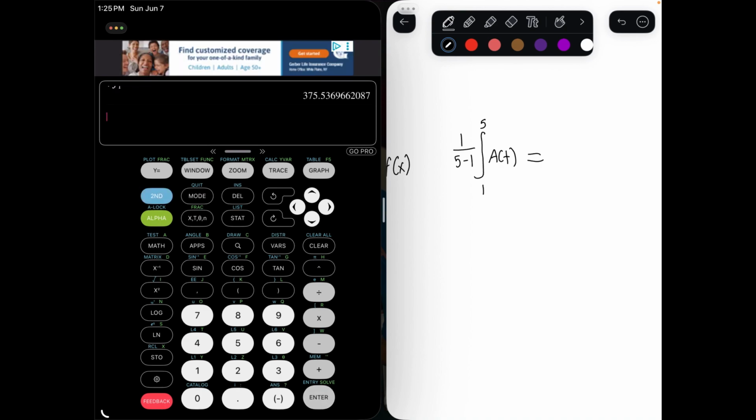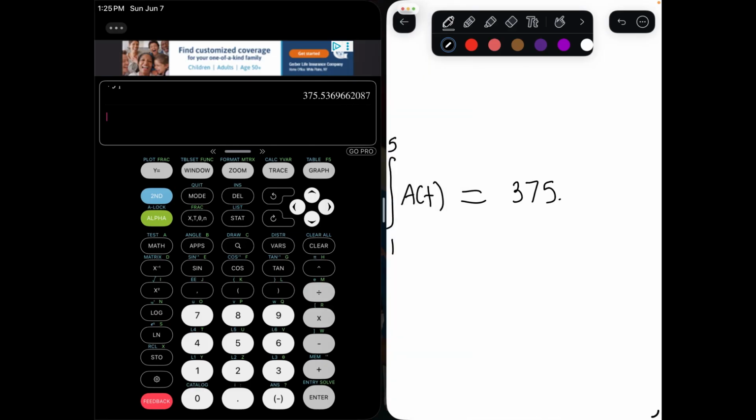And when you put this here, you get 375.537, which is your answer. Sorry, you get 375.536966287, but always round to 3 decimal places for the AP exam.